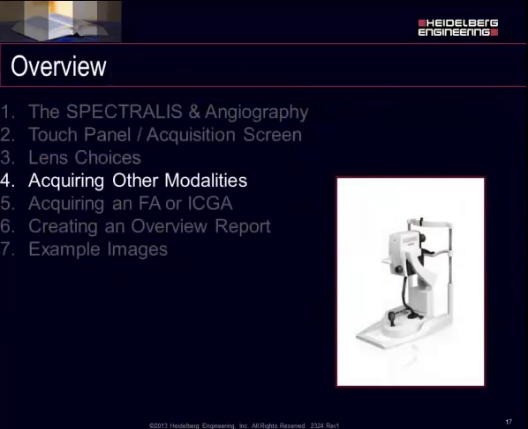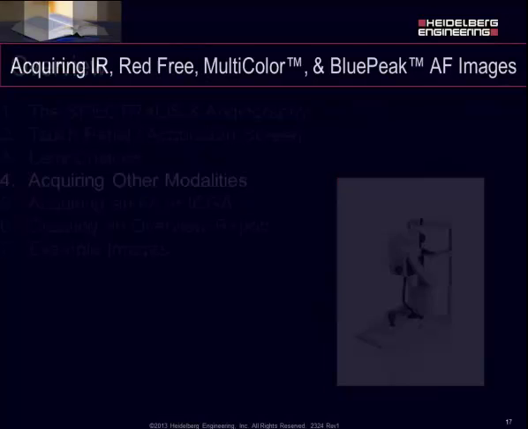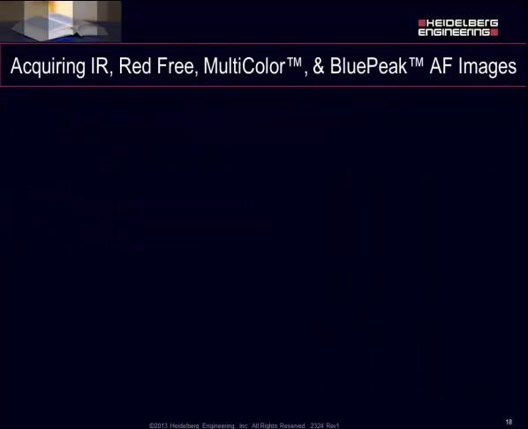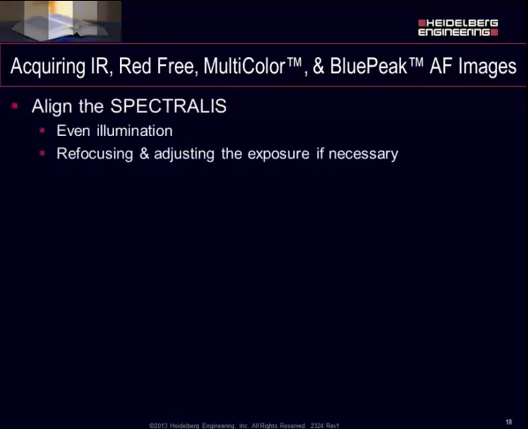So prior to doing your angiography, you can take a couple different images on the SPECTRALIS. The process to acquire the images is all the same, whether you're choosing to do an infrared image, a red-free image, a multicolor image, or even a blue peak autofluorescence image.